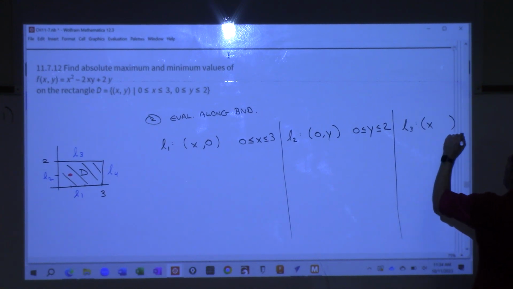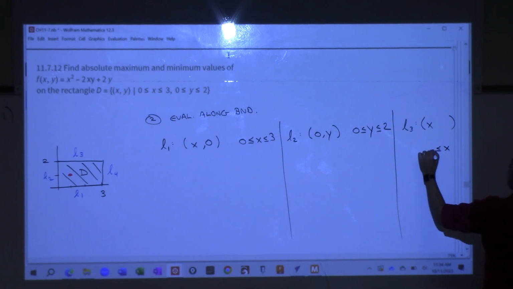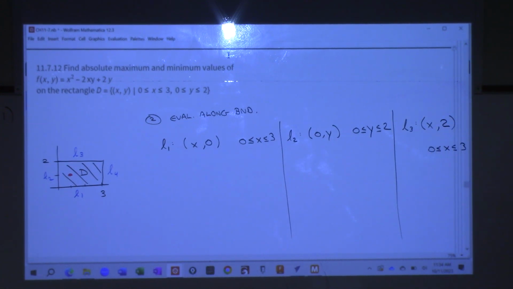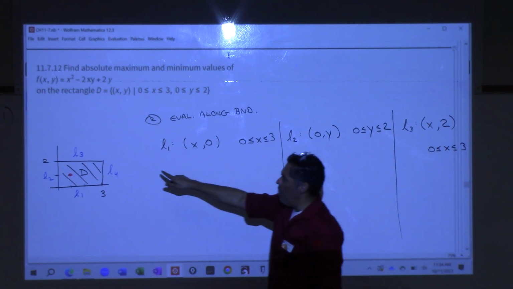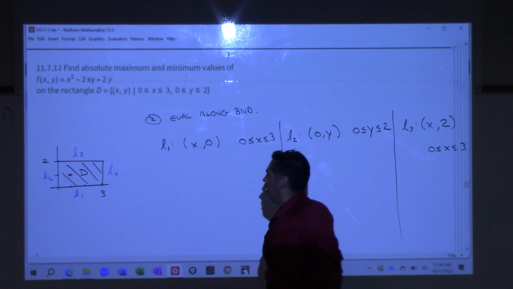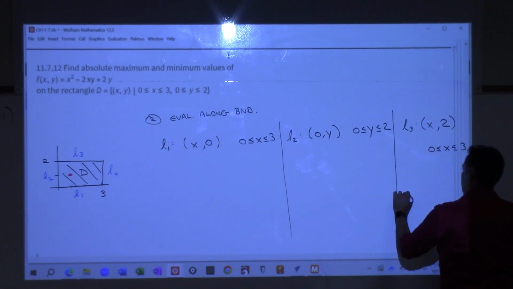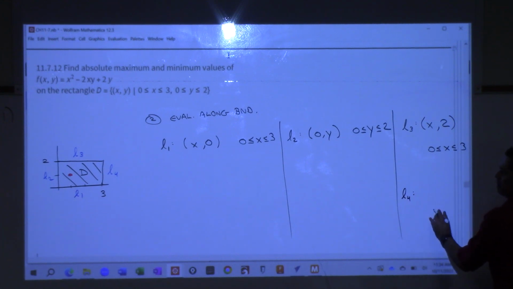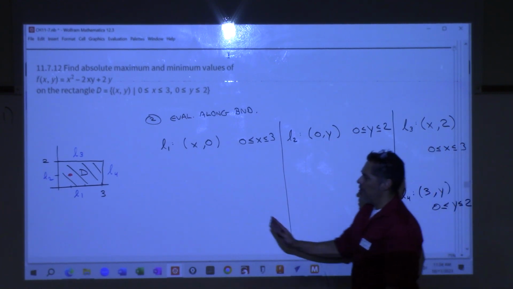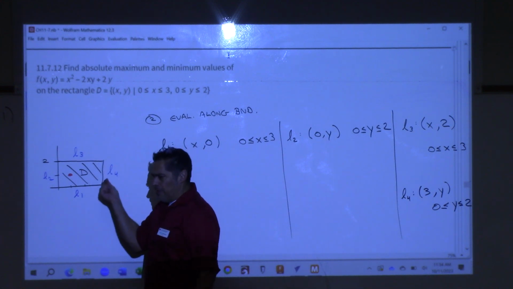X's are between 0 and 3. What about the y's? It's exactly 2, right? Because you're up 2. If you're up here, your y values are 2. Right? And then L4. On L4, your x is fixed at 3, and your y's are stuck between 0 and 2. Right? Here on L4, your x's are fixed at 3.